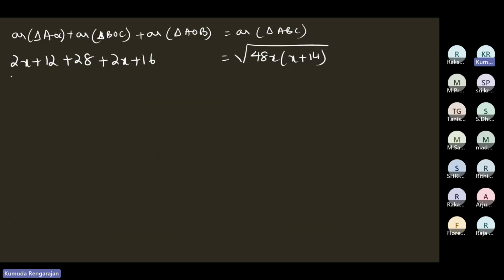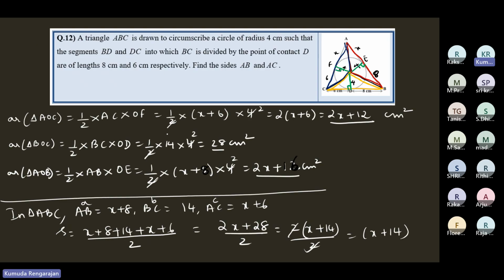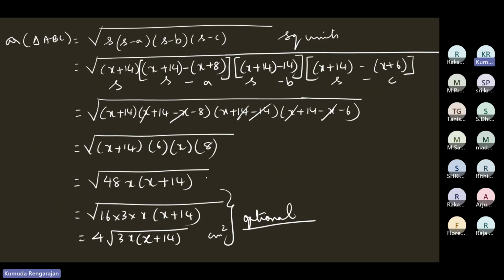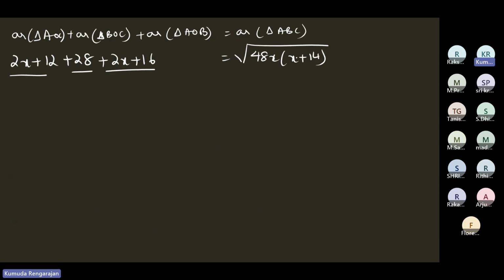So you can see here, 2x plus 12, 28, and 2x plus 16 is equal to this one. I've written this. I told you, if you want, you can use this. Otherwise, you can use this itself. Square root of 48x into x plus 14. Understood so far, children? Okay. Yes, ma'am. All right, children.